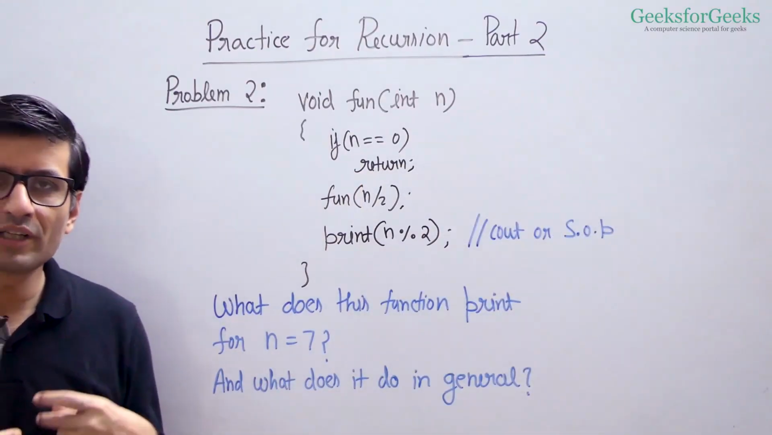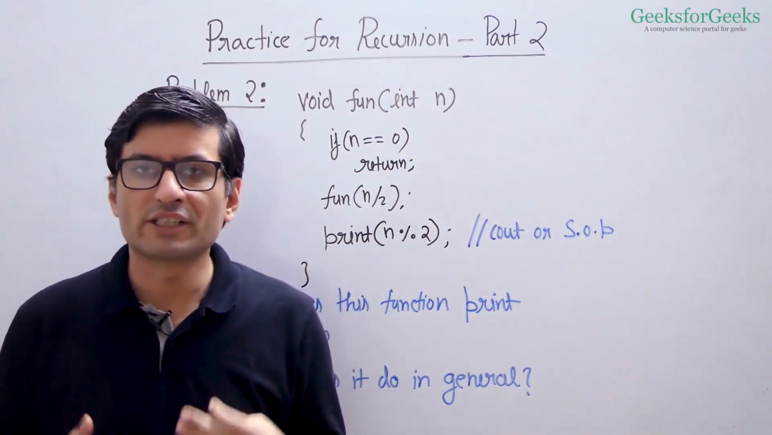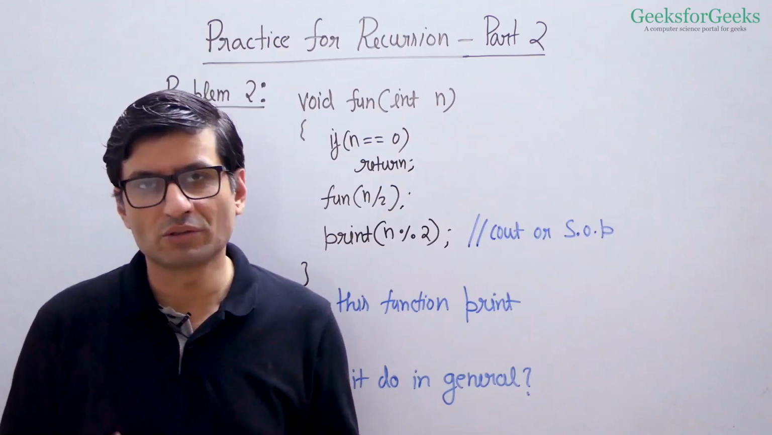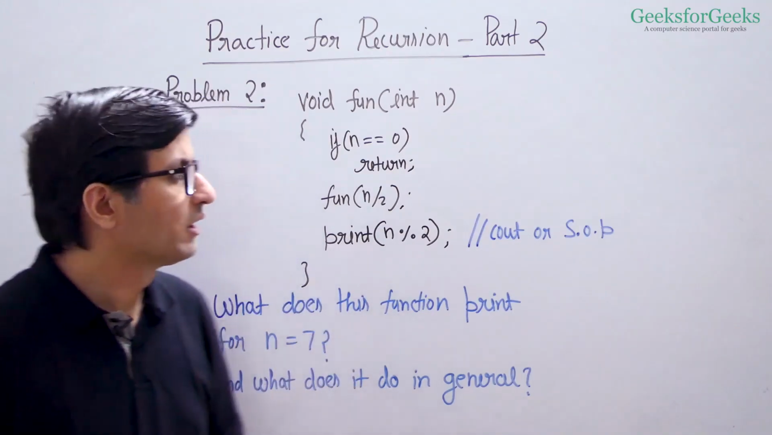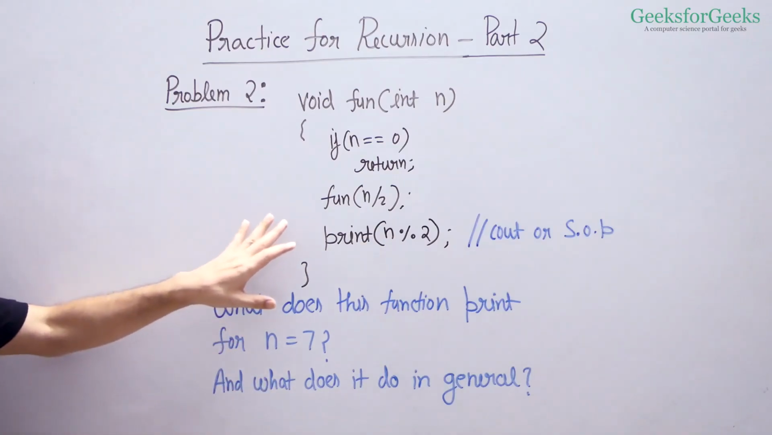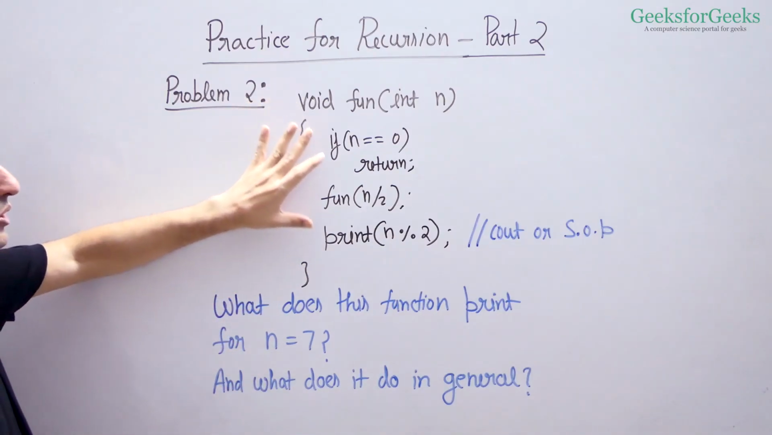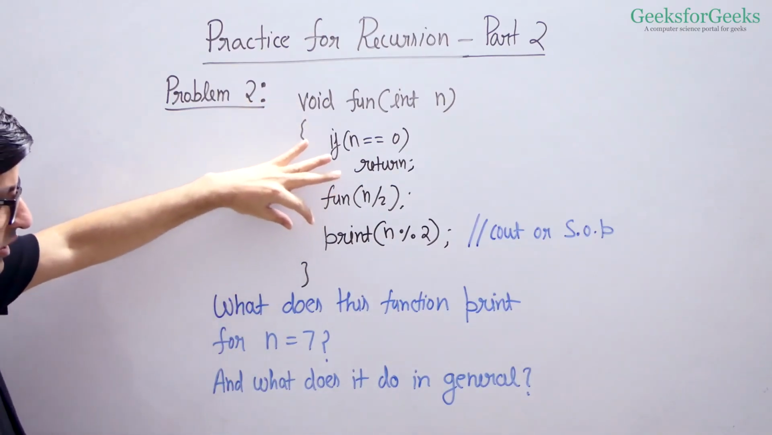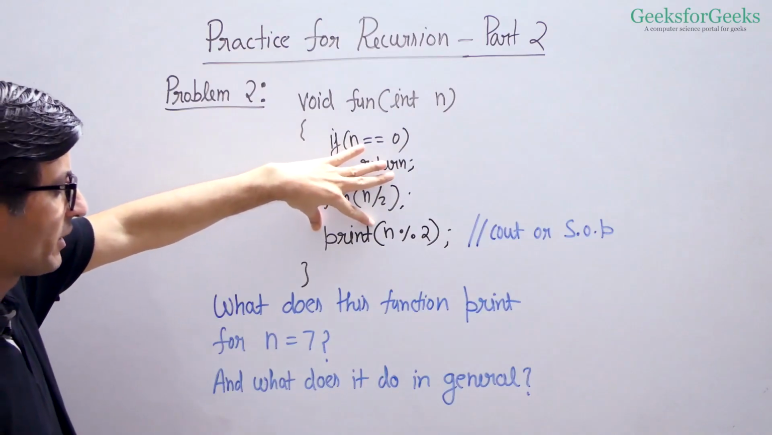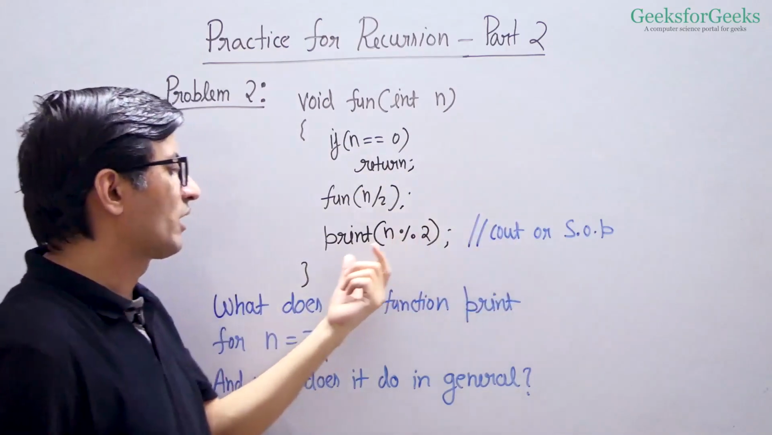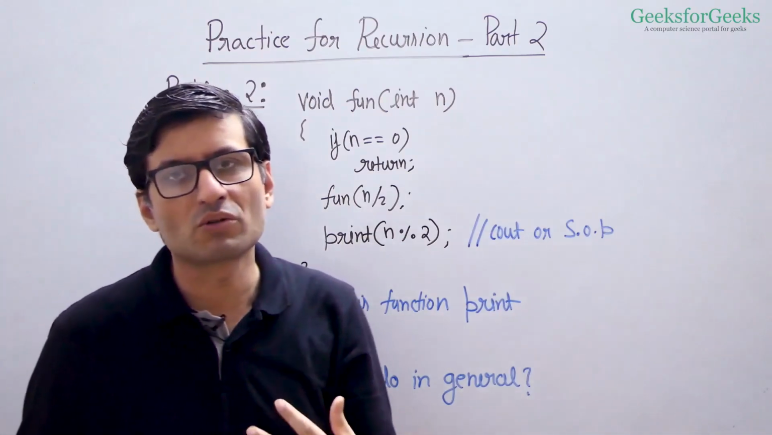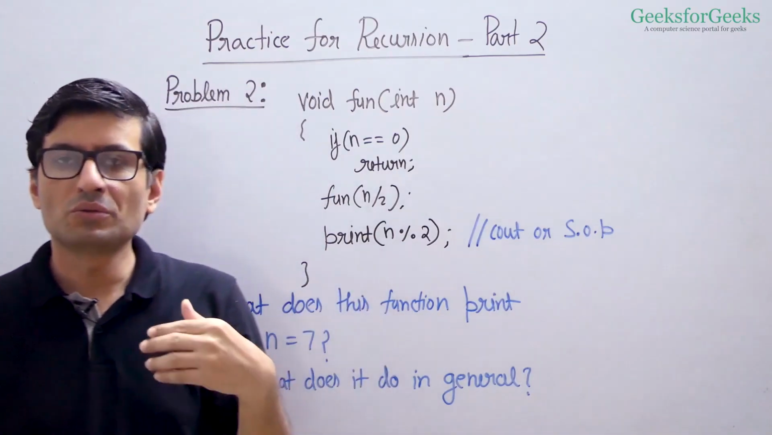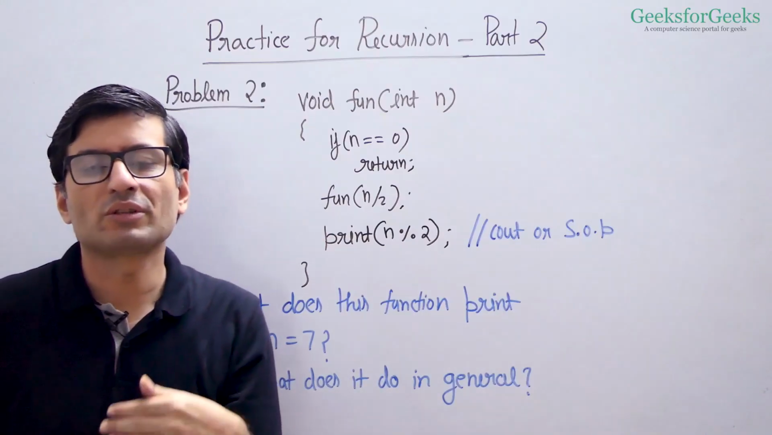Please take a closer look at this function and try to guess the output of this function for n equal to 7, and also try to guess what does this function do in general. I have written here some pseudo code, right, which is close to both C++ and Java. So in C++, you need to replace this print statement with cout, and if you program in Java, then you need to replace this print statement with system.out.print. Now you please pause this video and try to guess the output of it.